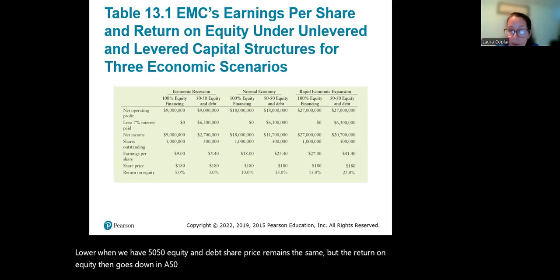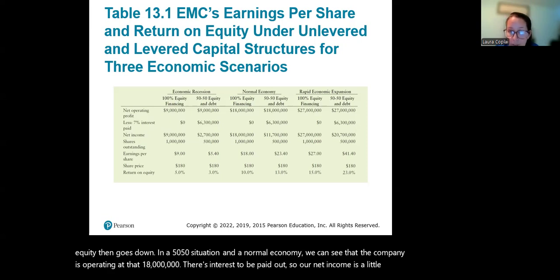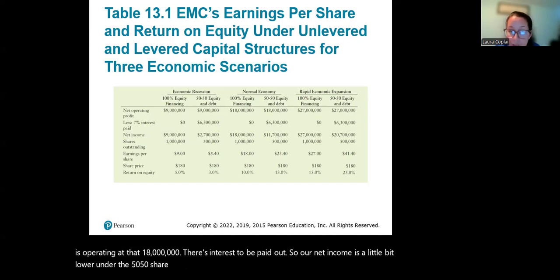In a normal economy, we can see that the company is operating at that 18 million. There's interest to be paid out. So our net income is a little bit lower under the 50/50 share. But outstanding shares, we can see an increase in the earnings per share under a 50/50 equity and debt ratio there. And the return on equity there is 13%.